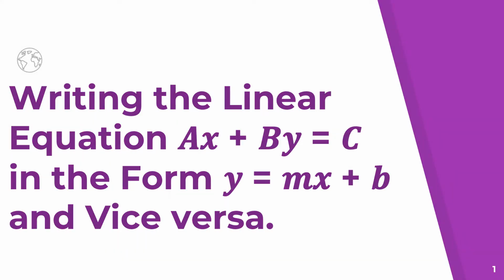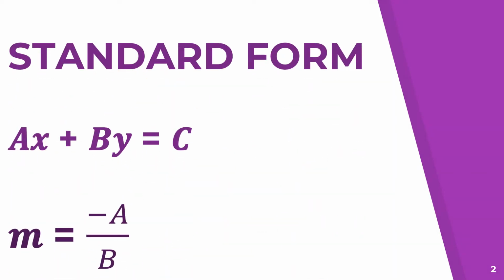This morning, another topic that I am going to discuss is writing a linear equation ax plus by equals c, or the standard form, into y equals mx plus b, or the slope-intercept form, and vice versa. Okay, we know that the standard form is ax plus by equals c. How to get the slope? M equals negative a over b. You've learned that one, right, in our last topic.